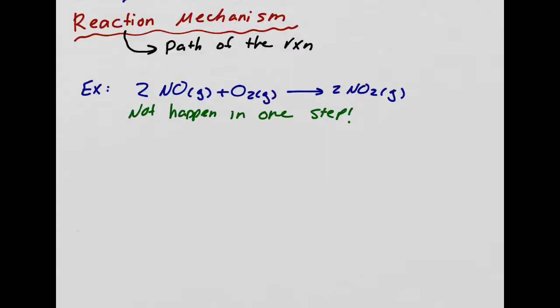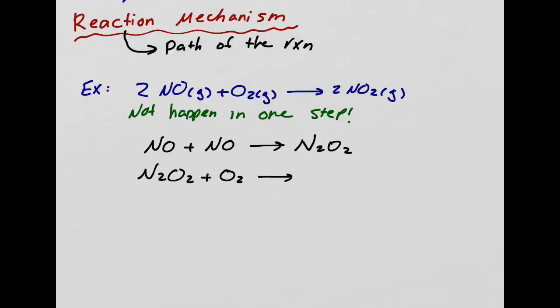What's going to happen is NO is going to go and hang out with another NO, and N2O2 is formed. Okay, so NO go hang out with another NO, and N2O2 is going to be formed. Then what's going to happen is that N2O2 is going to go hang out with O2 and it's going to form 2NO2. So this reaction over here is not happening in one step. What's happening is you have two reactions. It's going to happen in two steps.